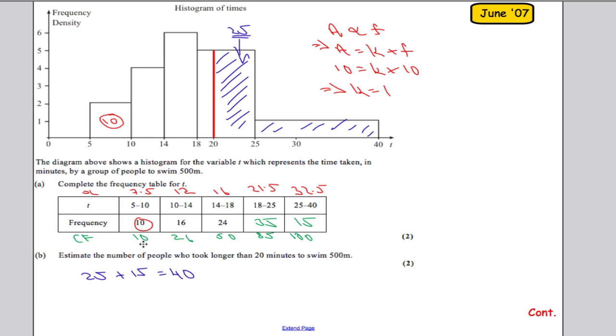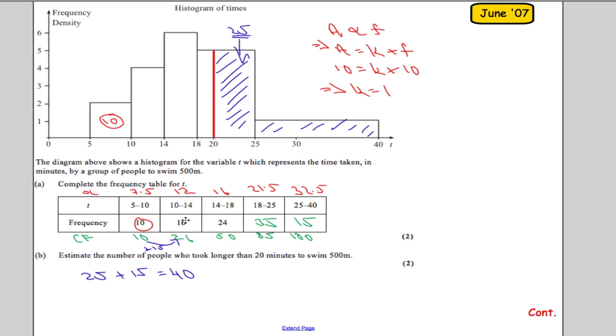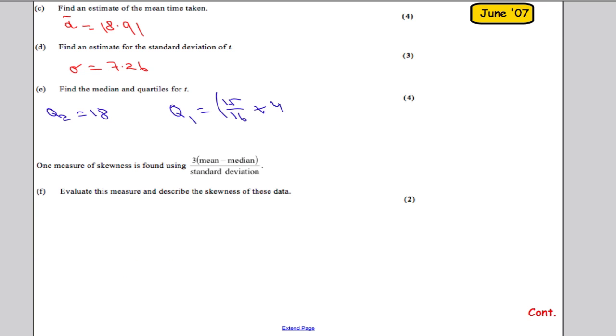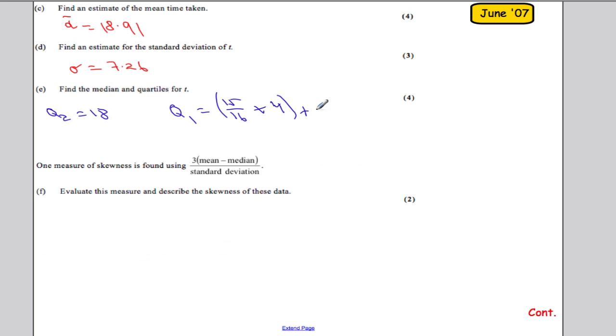So the 25th person, I have 10 here, then I've got 26, so I need a total of 15 out of this group, 15 out of the 16 that's in that group. So 15 out of 16 multiplied by the class width. The class width for this group is 4. And then we're going to add on the lowest bound, which is 10. So 15 out of 16 multiplied by 4 plus 10.